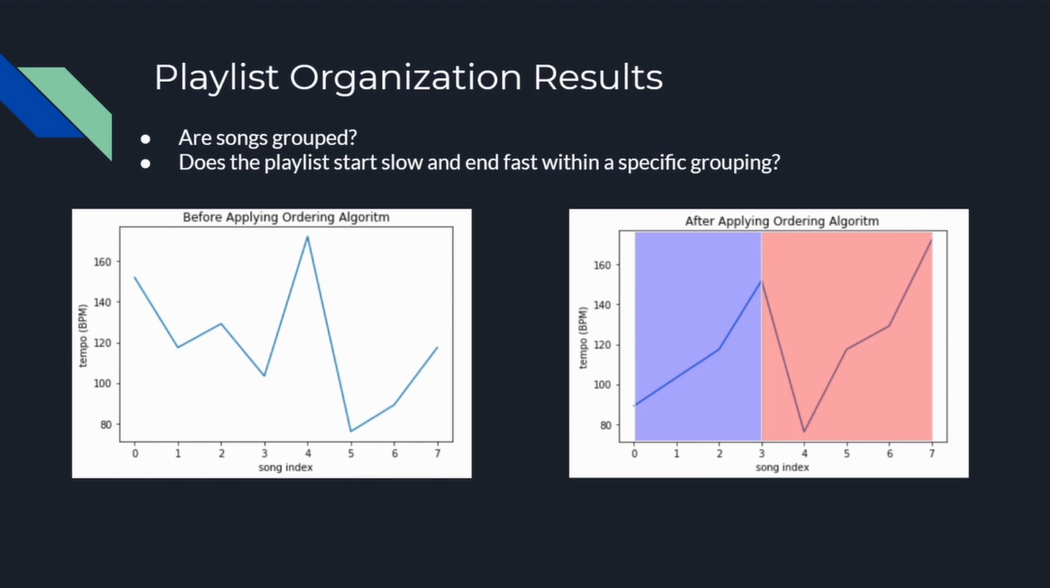On the right-hand side, the graph represents the same playlist after being run through our playlist organization algorithm. The algorithm identified two subclusters, and for each of those subclusters, it organized the songs from lowest tempo to highest tempo. Now this is an ideal ordering.